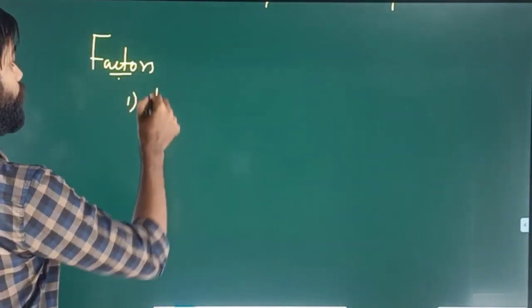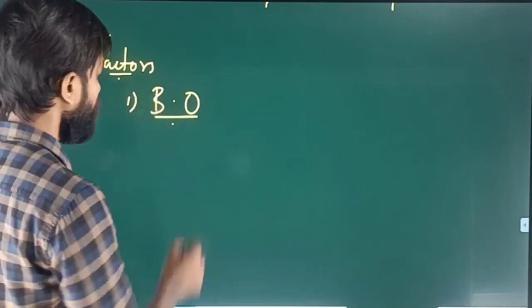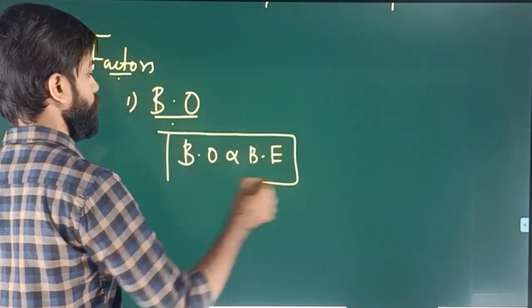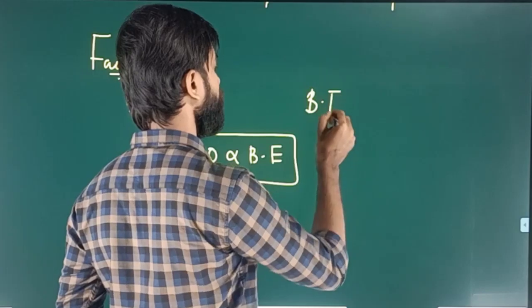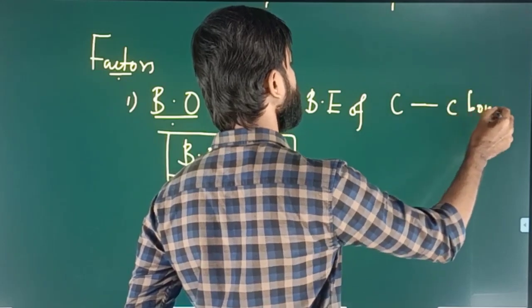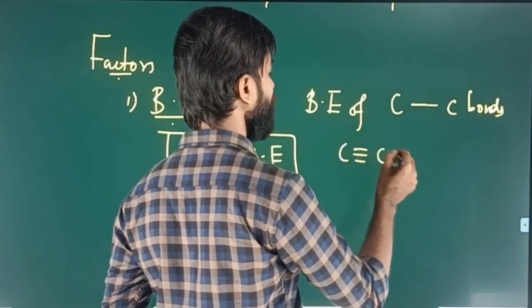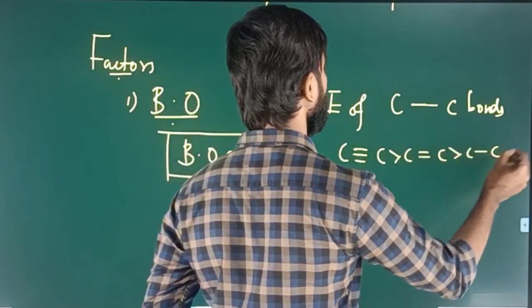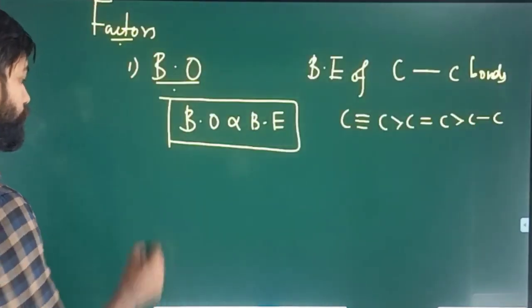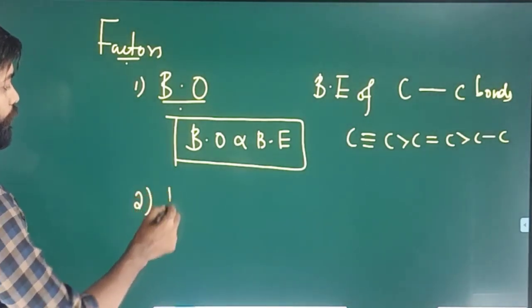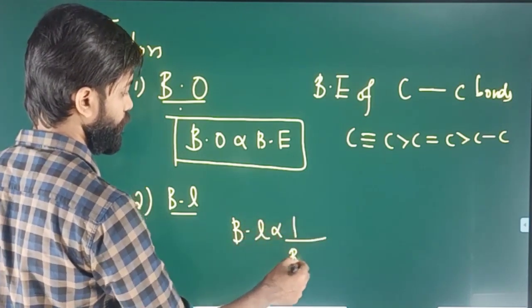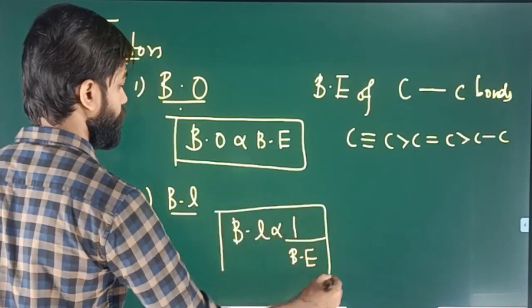Number one, bond order. Okay. As the bond order increases, bond energy increases. If you consider the bond energy of carbon-carbon bonds, then a carbon-carbon triple bond has greater bond energy than a carbon-carbon double bond, which has greater bond energy than a carbon-carbon single bond. Because that depends on the bond order. Okay. The next, bond length is inversely proportional to bond energy.